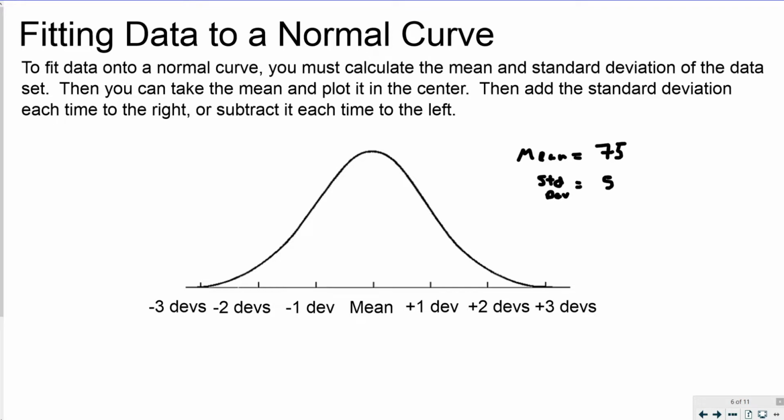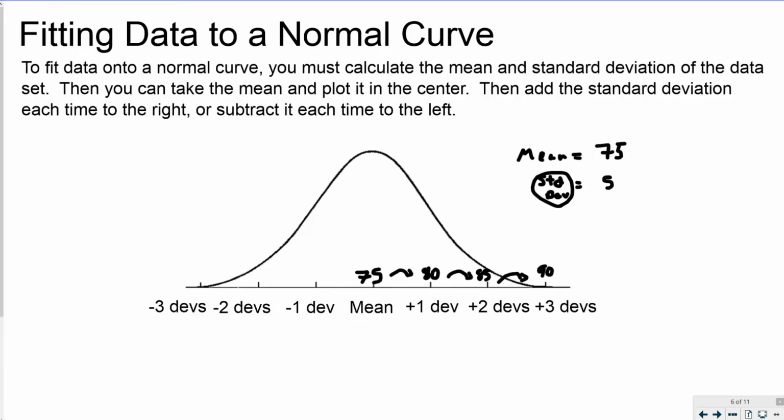To fit this onto my curve, I'm going to put 75 in the middle. Then, every time I add a deviation, I'm going to increase the amount by this. So I'm going to increase this one by 5 to 80. And then I'm going to do it again, and this would be 85. And then I would do it one last time to mark the third one of 90.